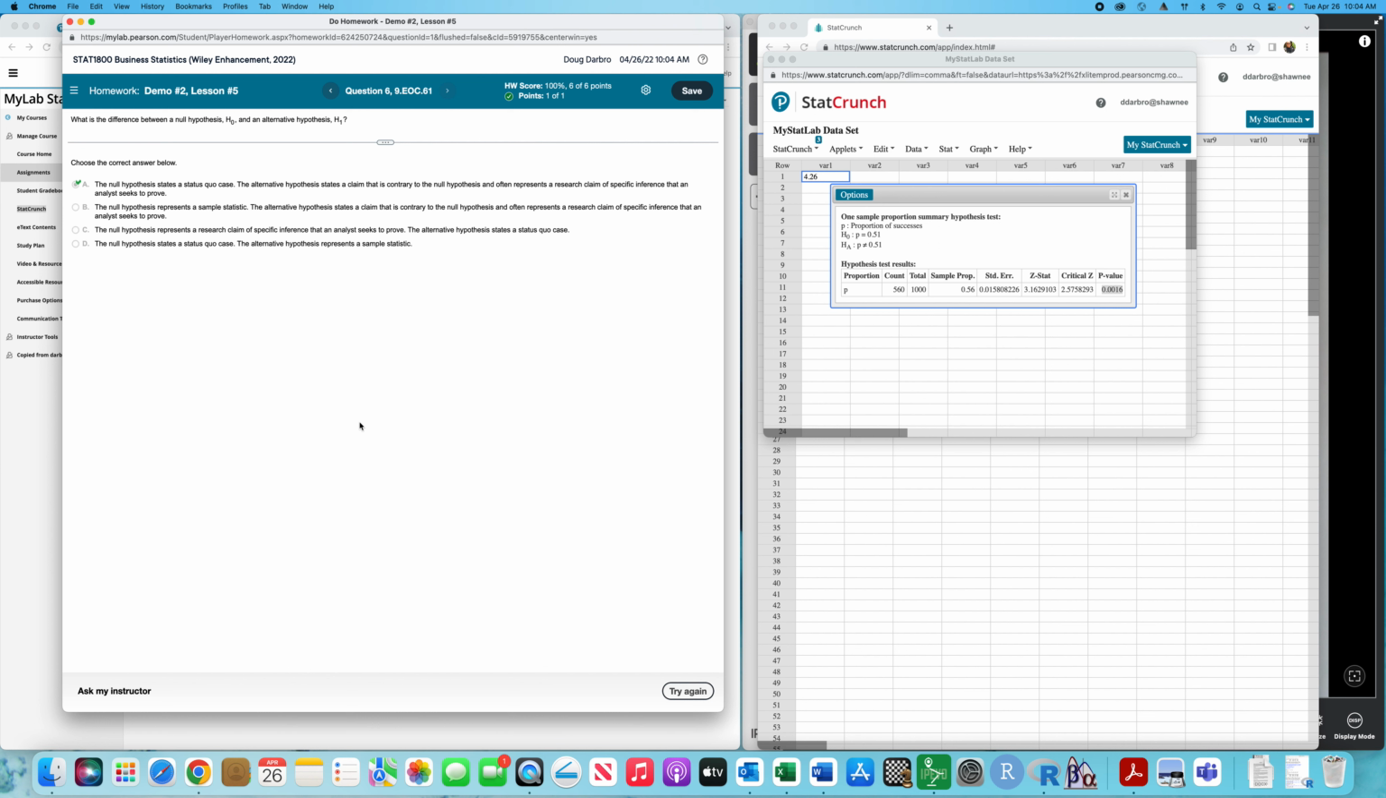I think of the alternative hypothesis as being the aggressive one. It wants to question everything. It wants to state every belief contrary to the status quo. So the alternative hypothesis states a claim that is contrary to the null and really represents the motivation for the study. So that's the formal definition of a null and alternative hypothesis.